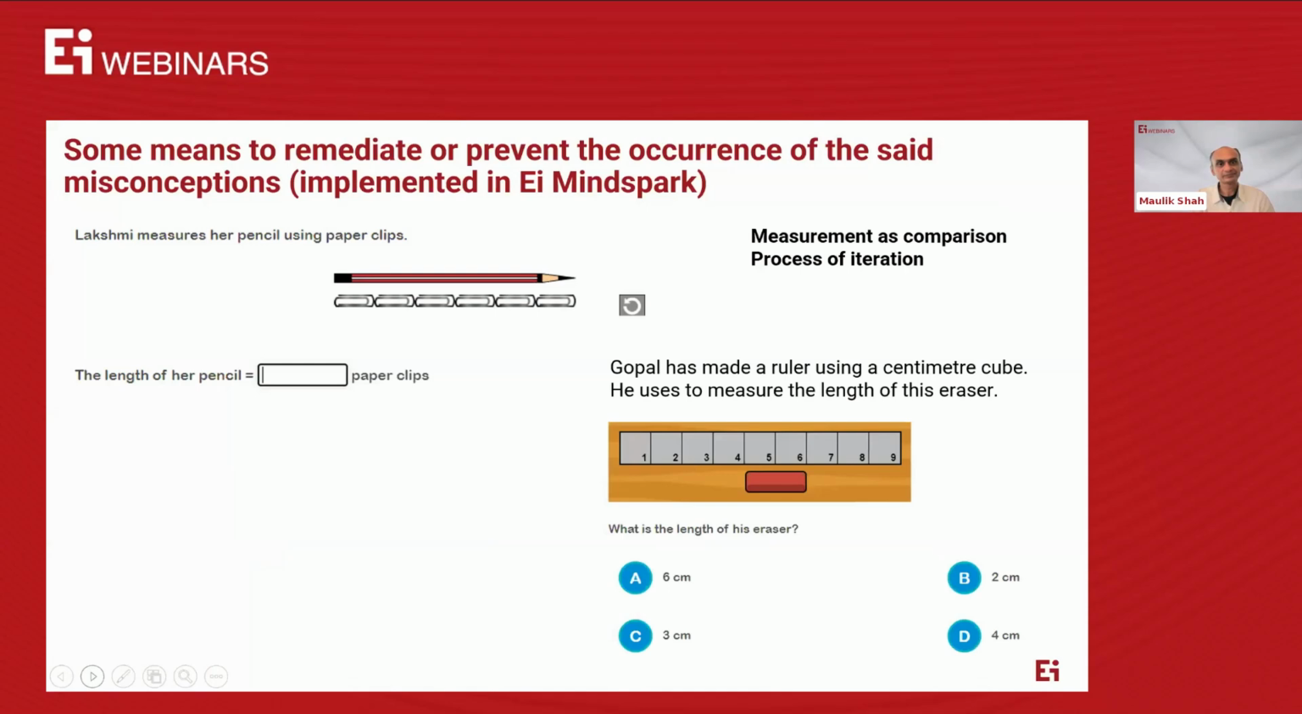Next one. We also have an entire module where students are made to construct their own ruler, which is what you can also do in the classroom. Give them a 1 centimeter object and say, now construct your own ruler through a paper strip. And then use that to measure the length of objects. Ask them to place the object anywhere on a scale and still measure the length. For example, the question on the screen. That will reinforce the idea of counting 1 centimeter gaps.